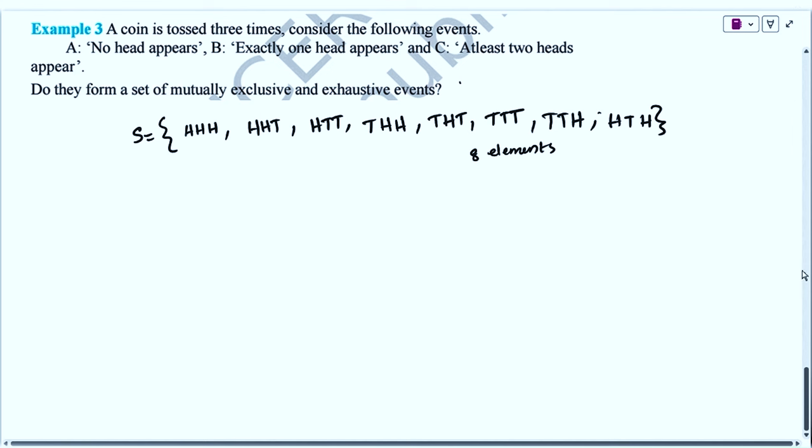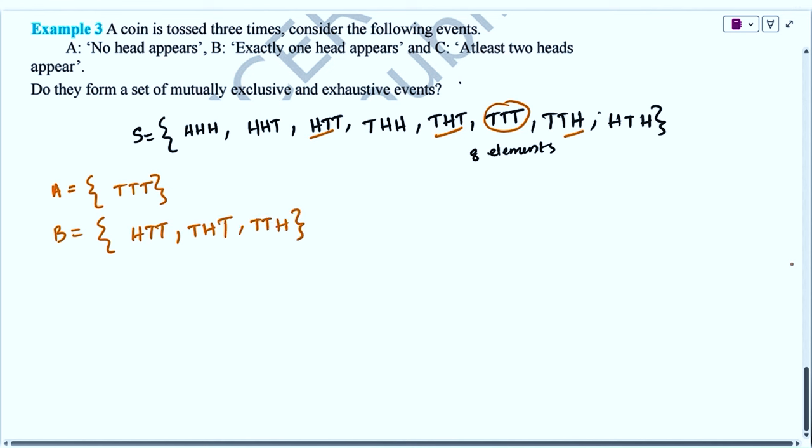Now we have 3 events. A is no head appears. From the sample space, we can see that there is only one element, that is TTT, which corresponds to no head. Now, the next event is B, exactly one head appears. The one head corresponds to these three, so there are 3 elements: HTT, THT, TTH.